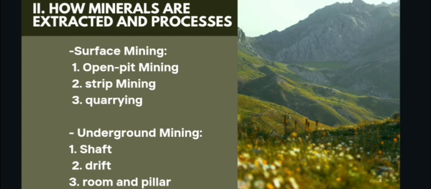This method is used for deeper deposits where tunnels and shafts are created to access the ore. The common types include shaft mining. A vertical shaft is sunk to reach the ore body. The next one is the drift mining. Horizontal tunnels are driven into the hillside to access the ore. The last one is the room and pillar mining. Rooms are excavated, leaving pillars of ore to support the roof.